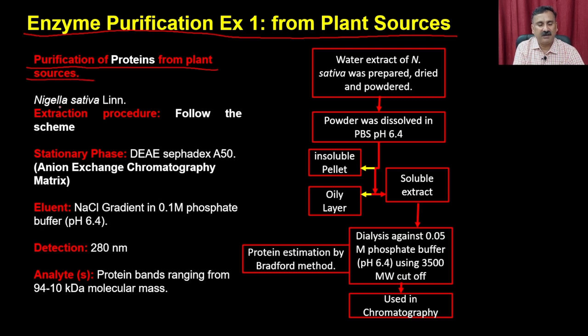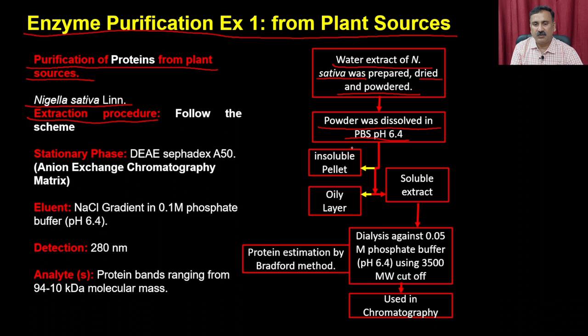We have taken the example of the plant Nigella sativa, and you are going to extract the protein. You can follow the scheme. You can prepare the water extract of N. sativa, dry it and make a powder. The powder is then dissolved in PBS pH 6.4.